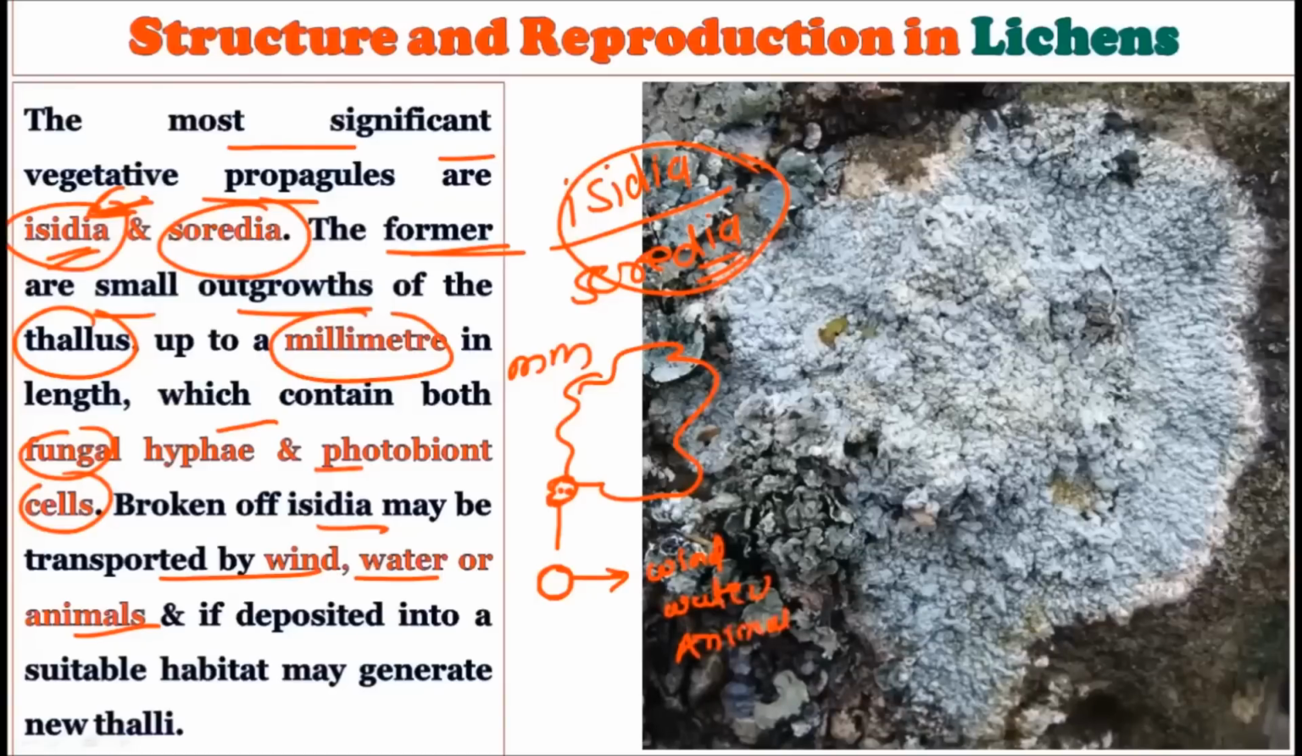And if it is deposited in a suitable habitat, then they may generate into new thalli. If they find a suitable environment, they can grow into new thalli as well. Okay, a new thallus was created.